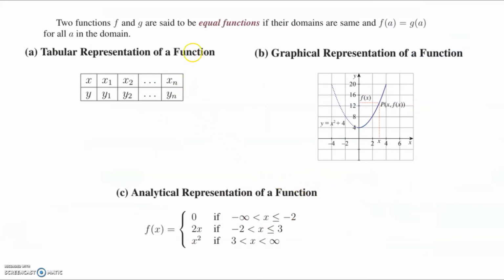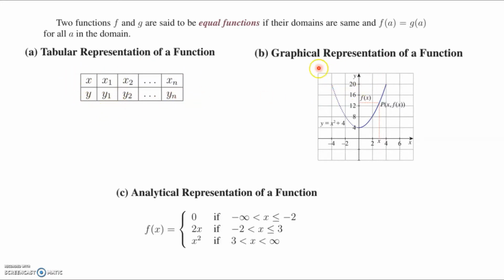Now let's look at what are equal functions. Two functions f and g are said to be equal functions if their domains are the same and f of a is equal to g of a for all a in the domain. There are many ways of representing a function. First is the tabular representation, where you can have the values of x and y in a table, x1, x2, x3 and so on, and the related values of y, which are y1, y2, y3. So this is one representation.